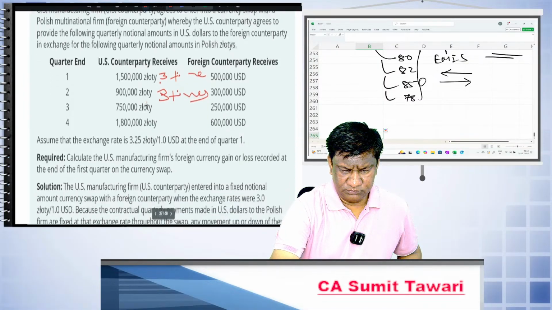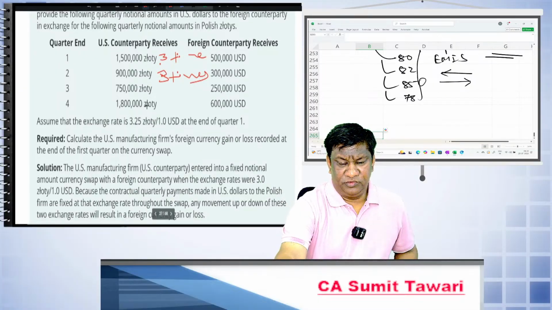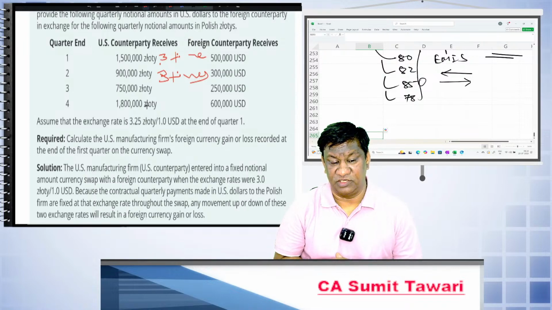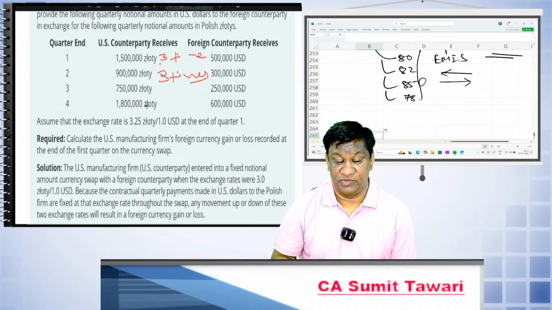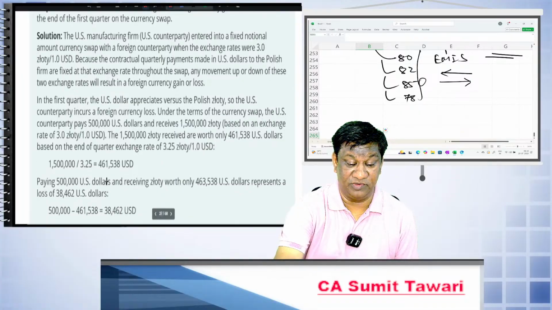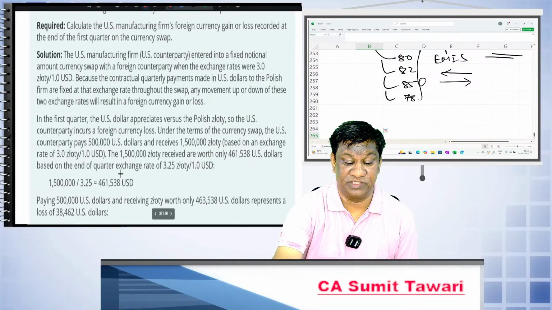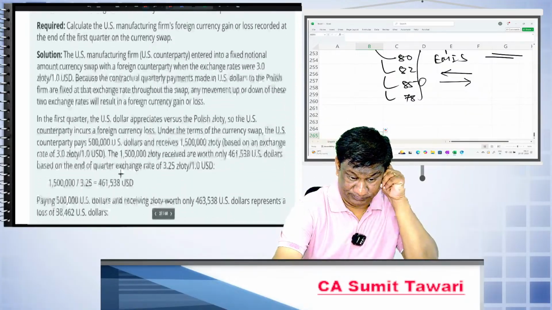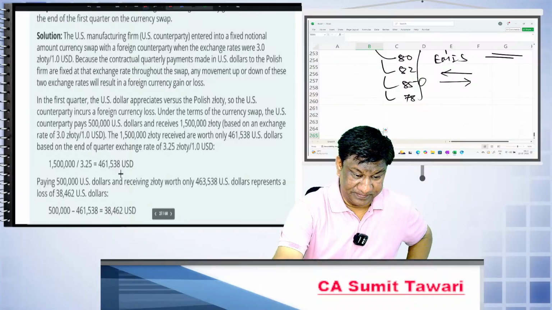The dollars are appreciating, sir. No, I'm not thinking in that way. See, the US counterparty, if he receives 1.5 million and sells that 1.5 million to the foreign counterparty at $500, and if he is able to get in the open market $461,538, then it is better that he receives the 500 US dollars. That's what I'm thinking.